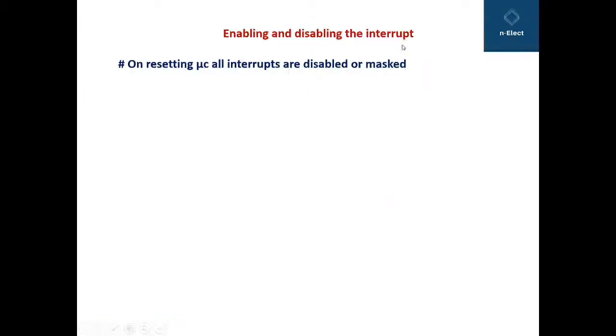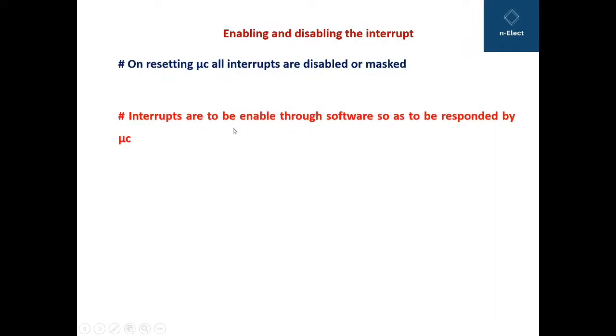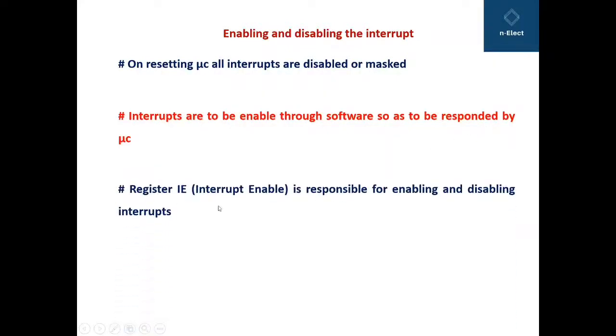Enabling and disabling the interrupts. So how does the enabling and disabling of the interrupts take place? On resetting the microcontroller, all interrupts are disabled, means all interrupt bits will be 00000000, or they can be masked this way. Interrupts are to be enabled through software so as to be responded to by the microcontroller, and for that one register is provided. Its name is IE, that is interrupt enable register, which is responsible for enabling and disabling the interrupts.